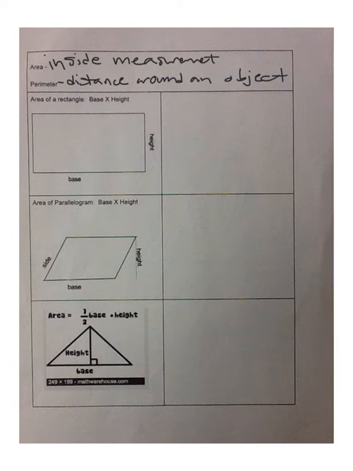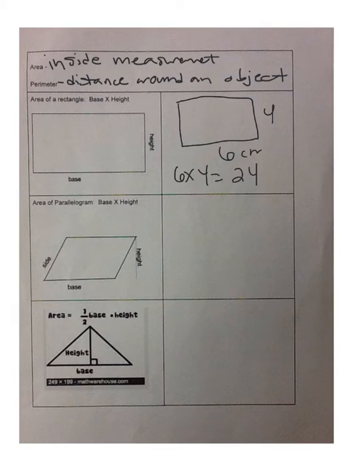Now finding the area for each of these shapes is a little bit different. First, I find the area of a rectangle by taking my base times my height. So let's say I had a rectangle with a height of 4 and a base of 6. My area would simply be found by taking 6 times 4 equals 24.